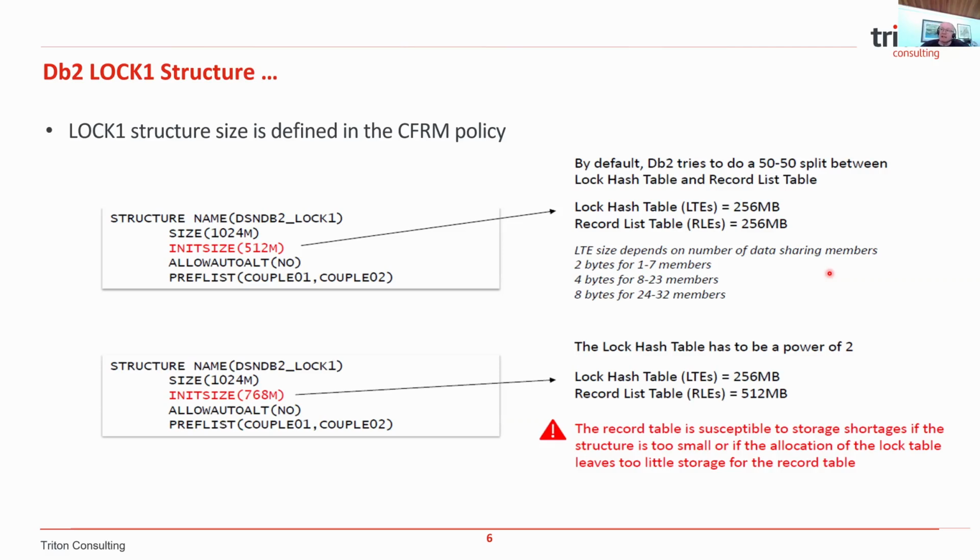And as we'll talk about later, if you have long-running jobs, long-running URs that don't commit very often, doing heavy updates, then there's always a danger of running out of space in the record list table.